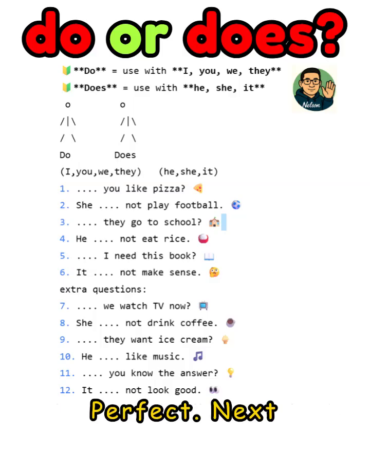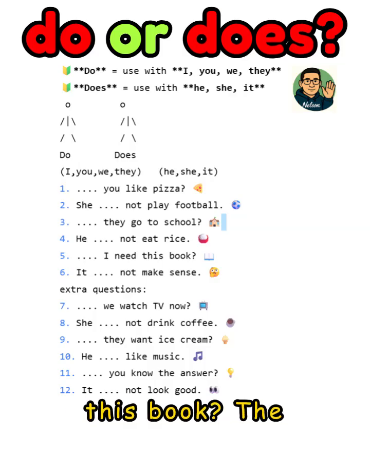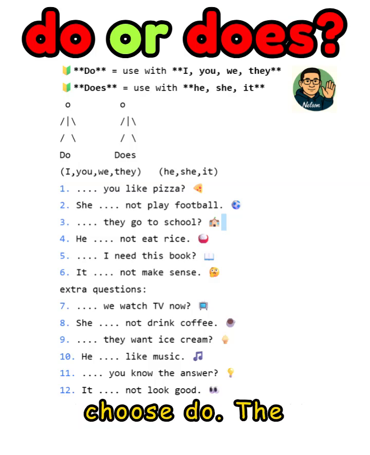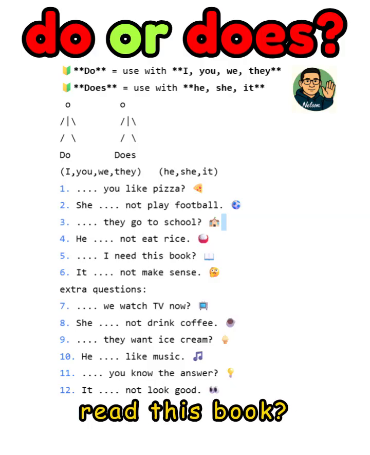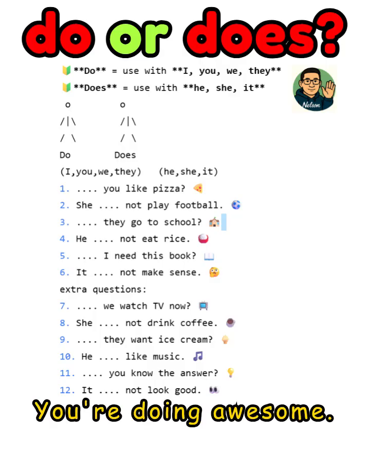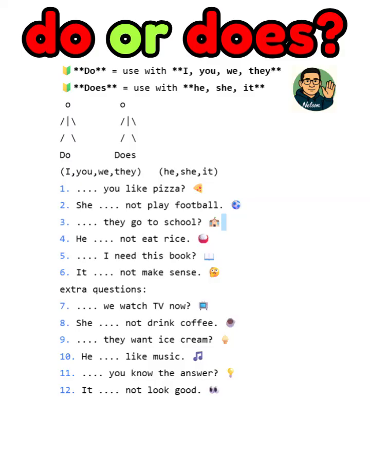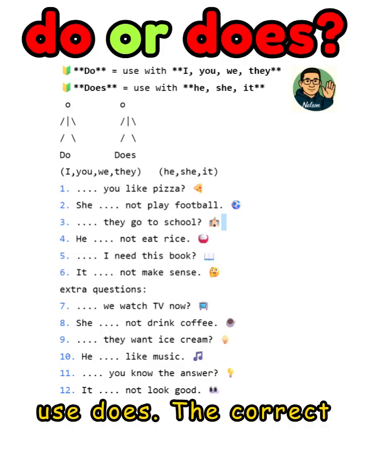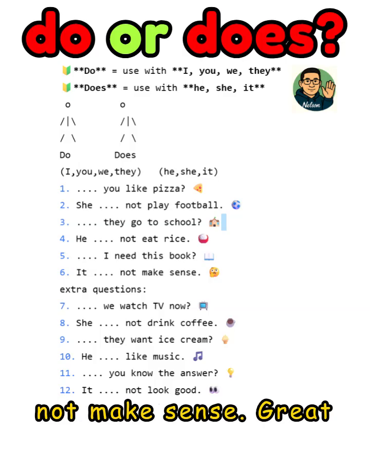Perfect. Next one, blank I need this book? The subject is I, so we choose do. The sentence is, do I need this book? You are doing awesome. And question 6, it blank not make sense. The subject is it, so we use does. The correct sentence is, it does not make sense.